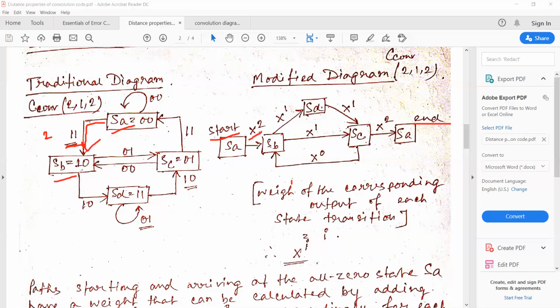Now from SB to SD. Okay, so my corresponding output is 1 0. So the weight is 1. That's why, for SB to SD, it is x to the power 1. So this 2 and 1 is basically the weight of the output. I'm defining this x to the power 2, x to the power 1 as the path gain, as you would say in control systems.